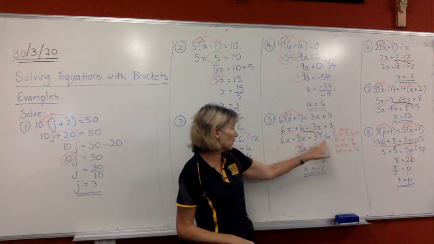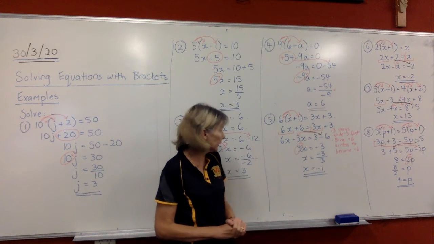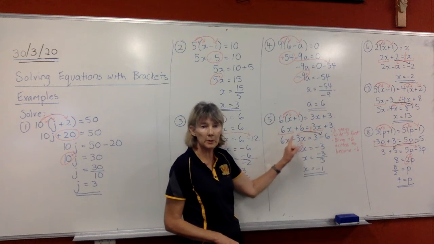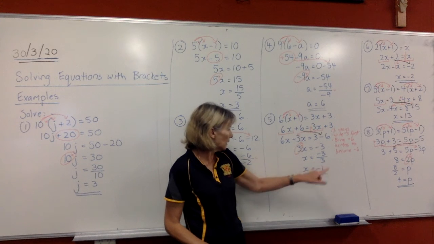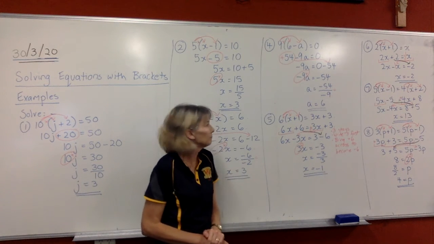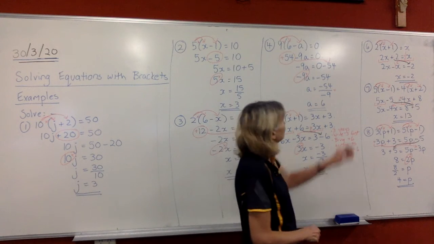So then we work it out on the calculator. That will give us minus 3. We're getting rid of our times 3 by dividing by 3 or putting it over 3. And your answer is x equals minus 1. So we'll go through 3 more of them.